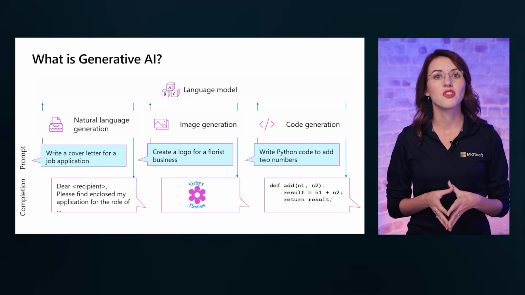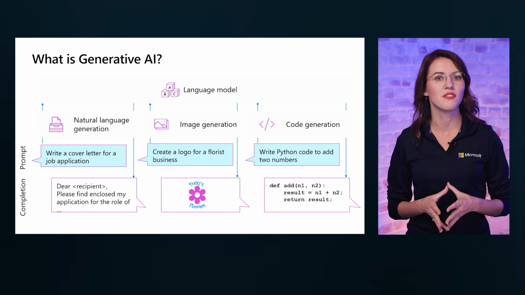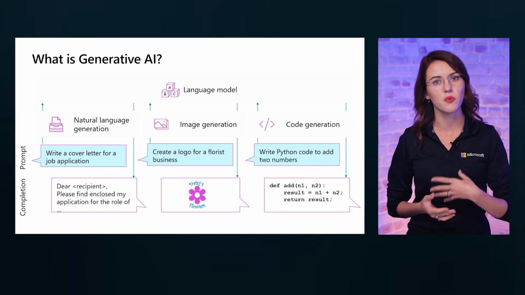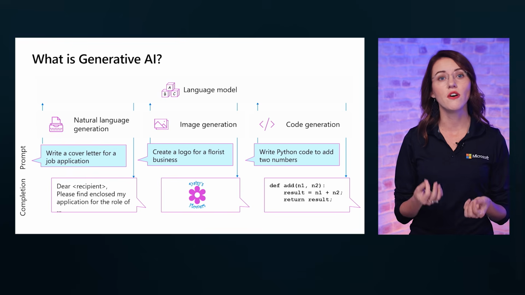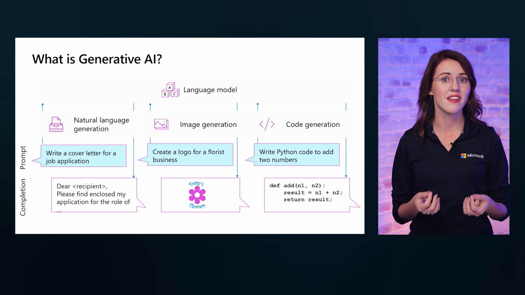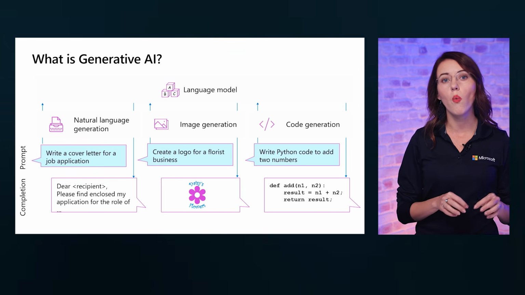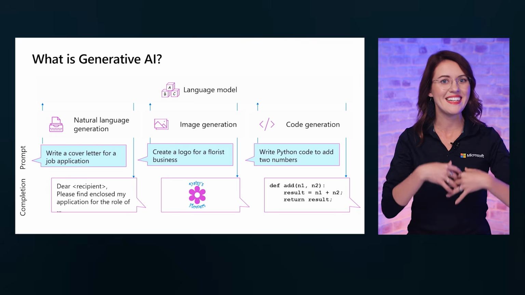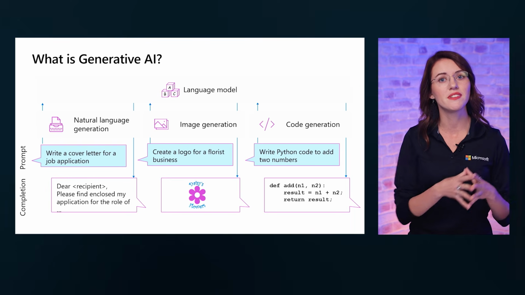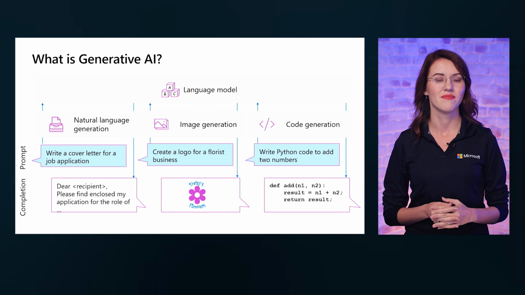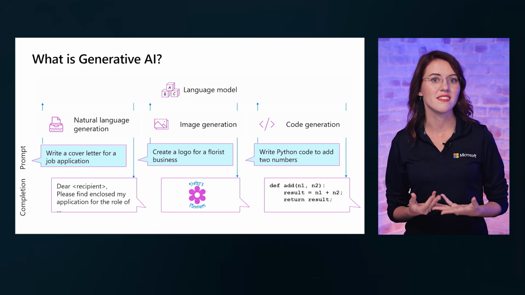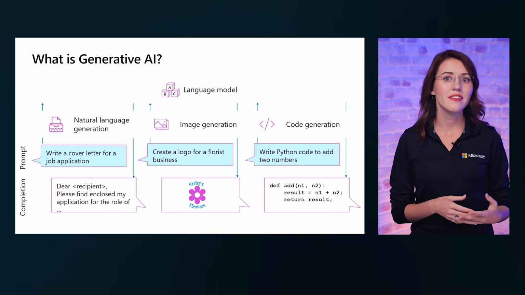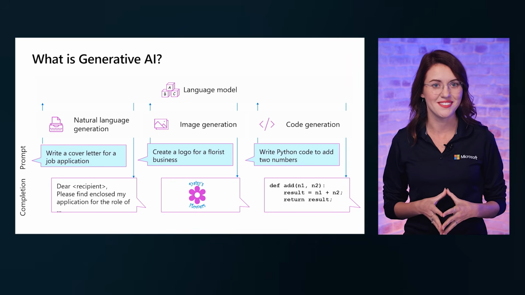These models are trained on massive amounts of text, books, articles, websites, to learn patterns in language. They don't memorize sentences. Instead, they learn how words and phrases relate to each other so they can predict what comes next. This ability allows them to generate text that sounds natural and contextually relevant.